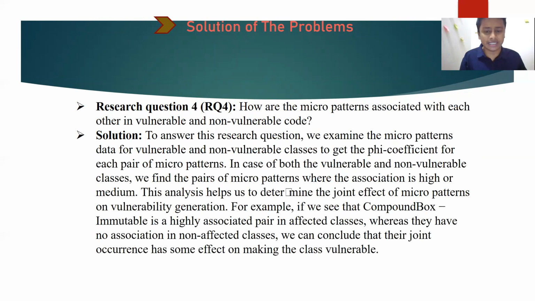And the fourth question is, how are the microfeatures associated with each other in vulnerable and non-vulnerable code?